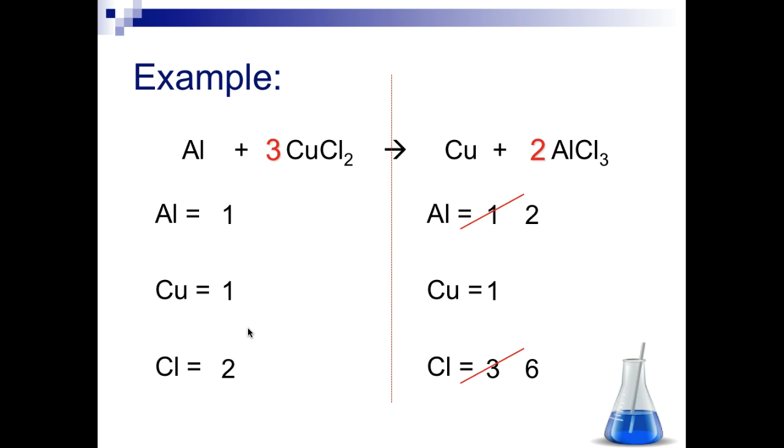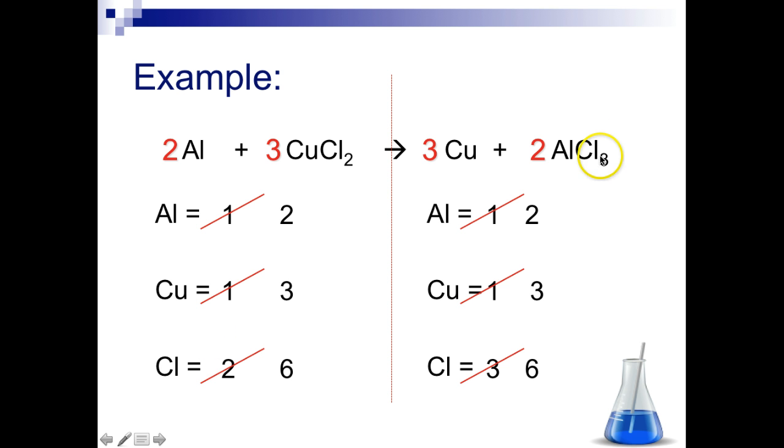Again, we're trying to balance our chlorine atoms. So that makes chlorine 6 and copper 3. Now both our aluminums and coppers are uneven on either side, so we have to add coefficients to balance for those. So we're going to add a 2 to aluminum, and that balances our aluminum, and a 3 in front of copper, and that balances for copper.